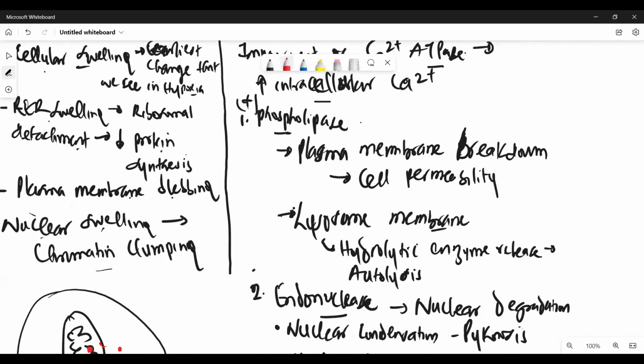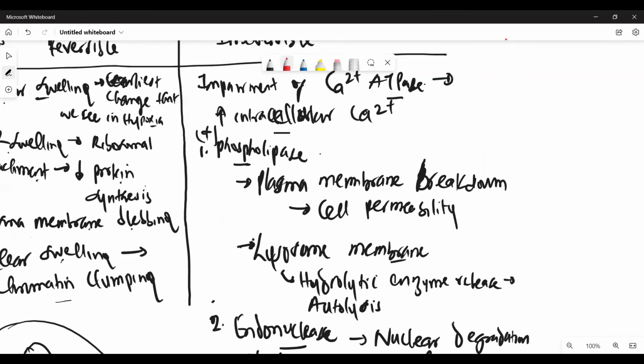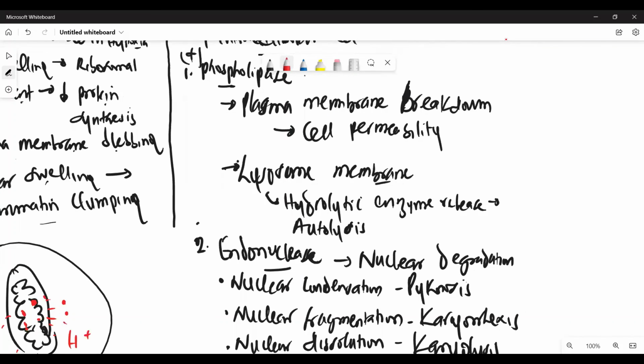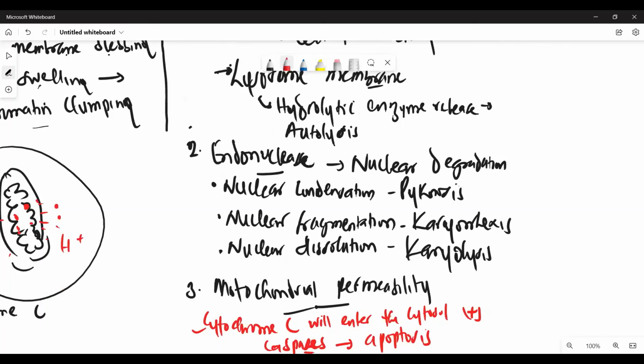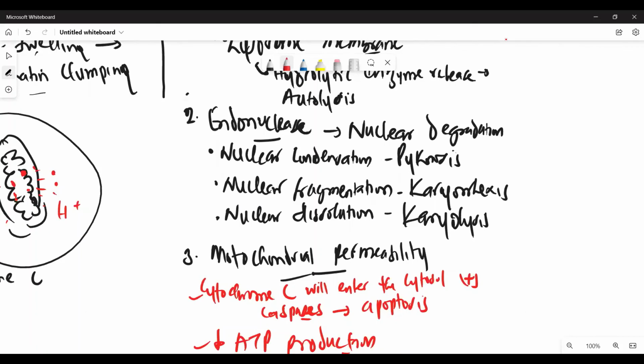I'll say that the irreversible changes are when the calcium ATPase is affected and the calcium cannot leave the cell anymore. So that will lead to increased intracellular calcium, and elevated calcium inside the cell can activate enzymes, right? For example, phospholipase, which is going to break down the cell membrane and lysosome. So that can lead to cell membrane permeability and lysosomal rupture, right? And that can lead to release of hydrolytic enzymes into the cytoplasm, and that can lead to autolysis, right?